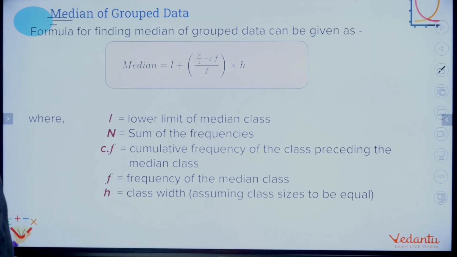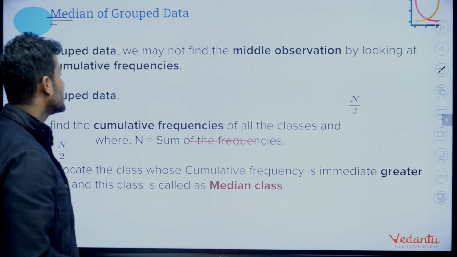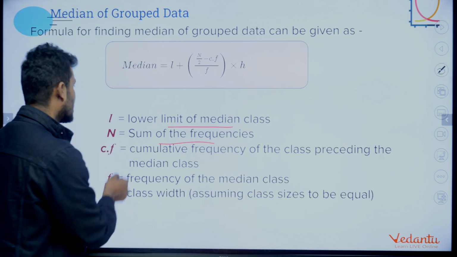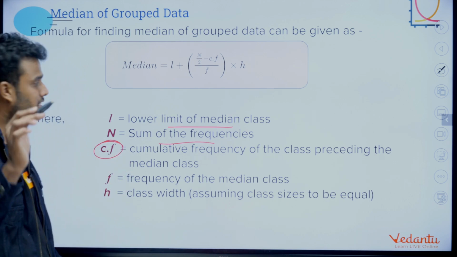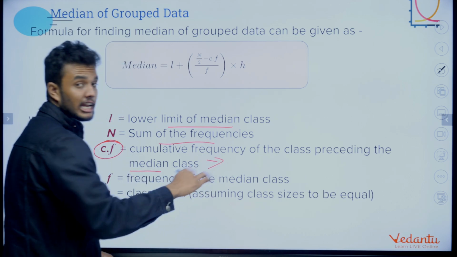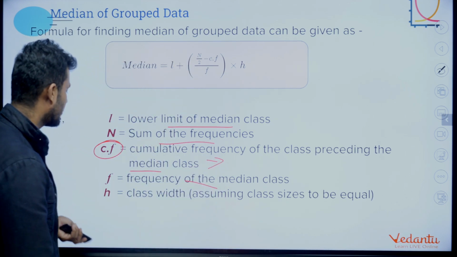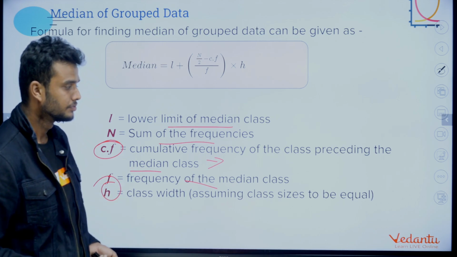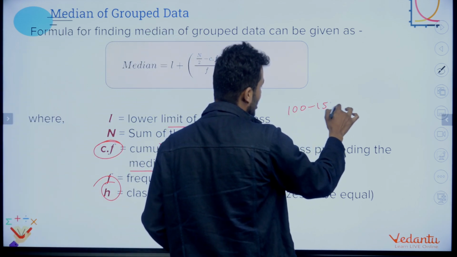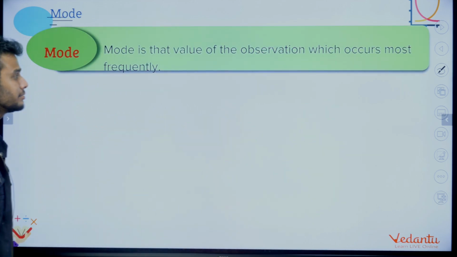Sir, what is l? l is nothing but the lower limit of the median class. In the class interval, the lower limit is there. And some of the frequencies we are already familiar with. cf, cumulative frequency, summation of the frequencies preceding the median class. f, frequency of the median class, we are already familiar. h, class width or size. If they mention 100 to 150, then the h value becomes 50. Similarly, that thing. Okay, students.